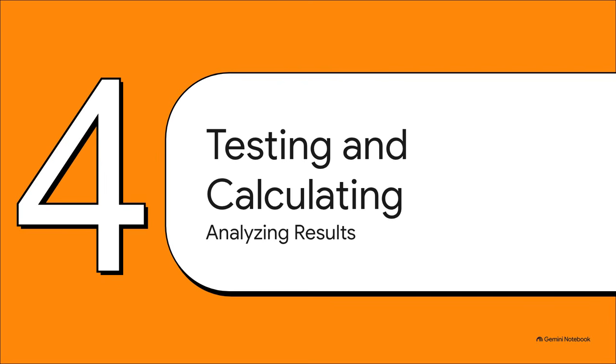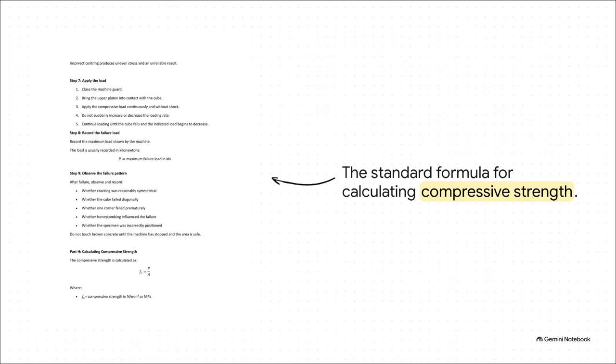Okay, moving to Section 4, testing and calculating strength. This is the fun part, where our cured cubes finally face the universal testing machine so we can analyze the actual results. To find our final values, we use the standard engineering formula you see right here, fc = P/A. So, the maximum applied failure load, which is recorded by the machine in kilonewtons and represented by P, is divided by the specimen's loaded surface area, which is A.